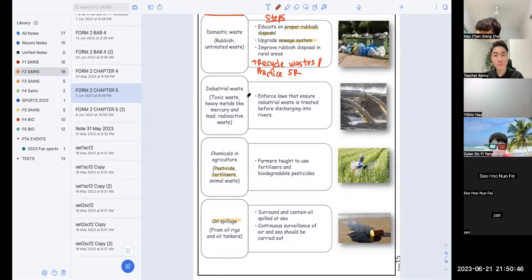Industrial waste. If factories are releasing all these chemicals, can you do the 5R? Recycle your toxin? Cannot. They cannot do anything with it. So what we do is we enforce laws, to make sure you treat your water before discharging into the river. Treat means you clean your poisonous water. Don't release it into the river. If you keep releasing into the river, it's going to kill animals, and you end up eating it.